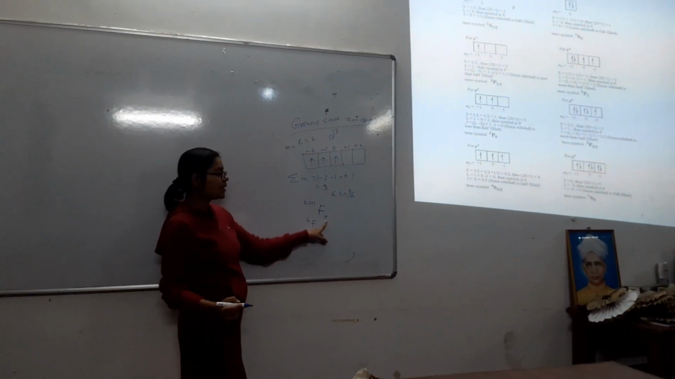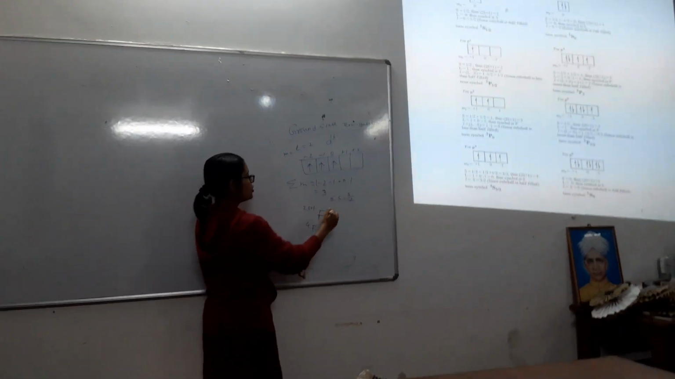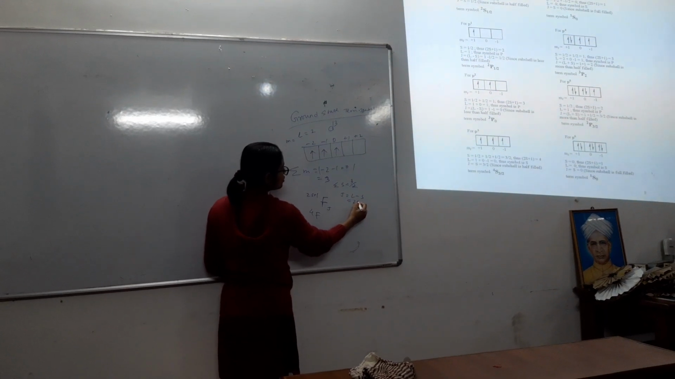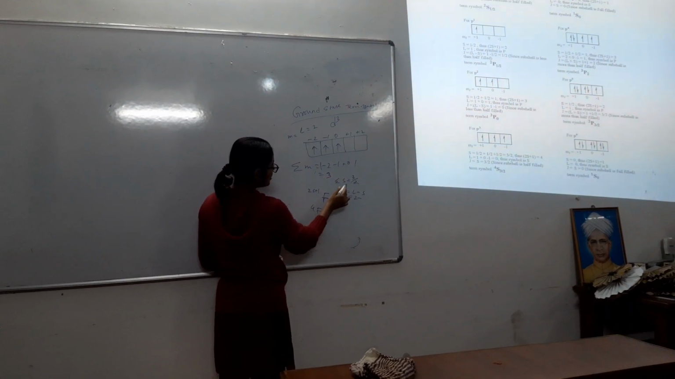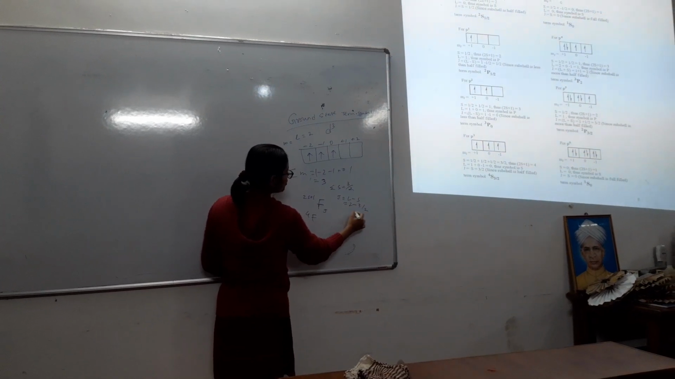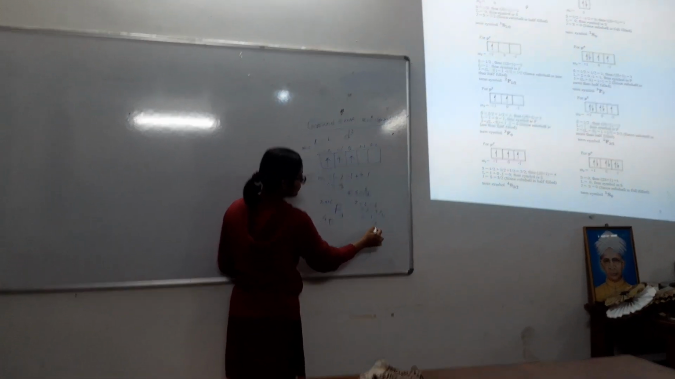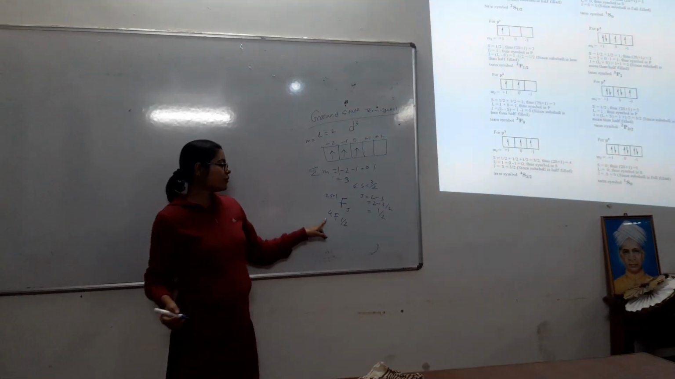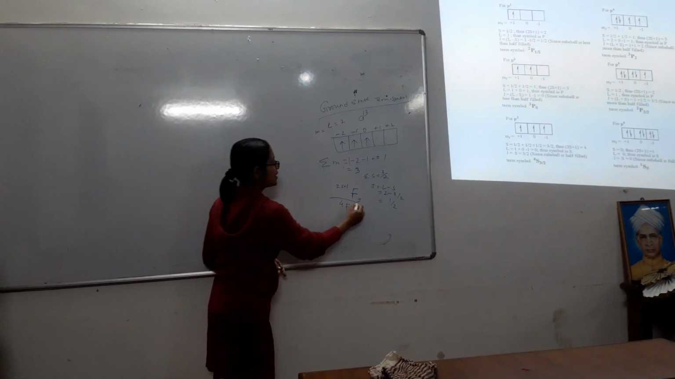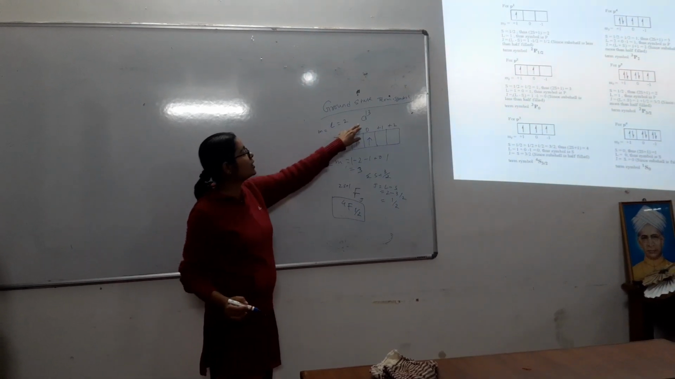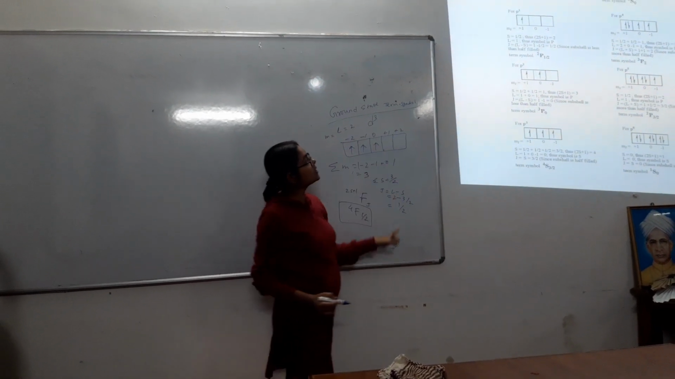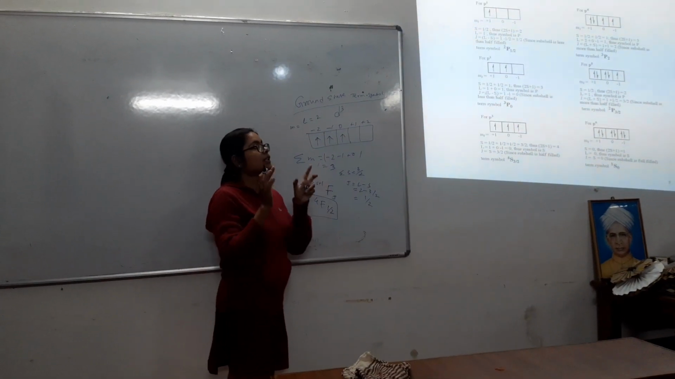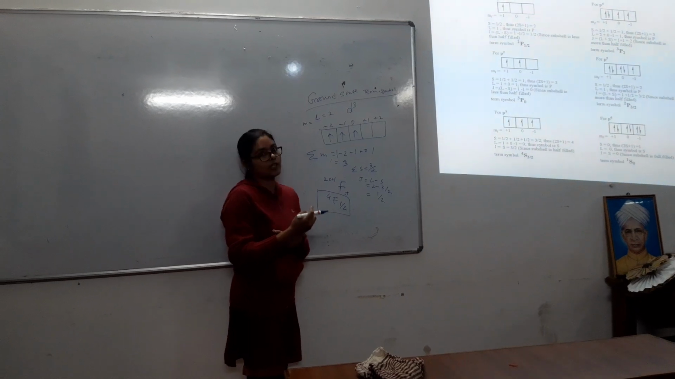And what will be J? As it is less than half filled, J will be L minus S. L is 2, and the summation of S is 3/2, so L minus S is 1/2. This is J. So our ground state term symbol will be 4F1/2. This is the ground state term symbol for D3. By this method we can find out the ground state term symbol for any configuration.